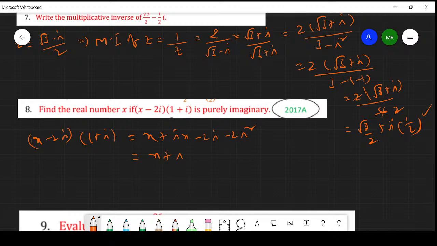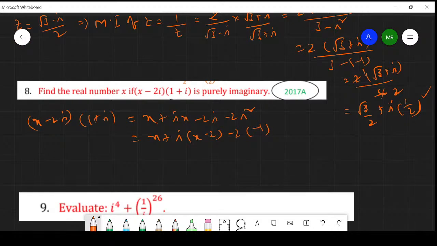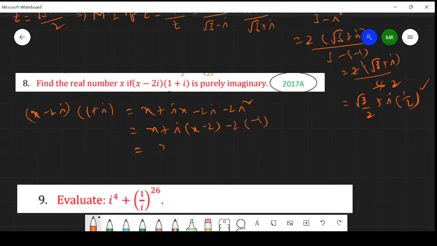Taking i common: x plus i into (x minus 2) minus 2 i square. Since i square is minus 1, you will get x plus 2 as the real part, and this is written as x plus 2 plus i into (x minus 2).